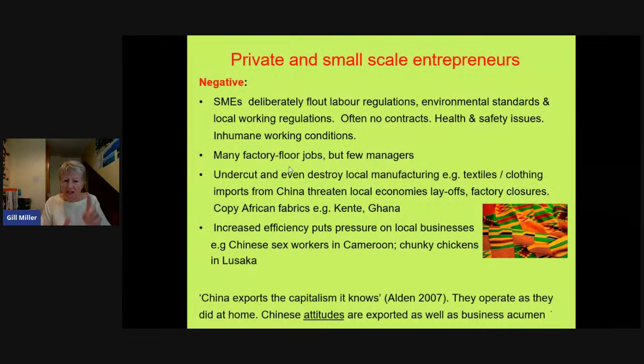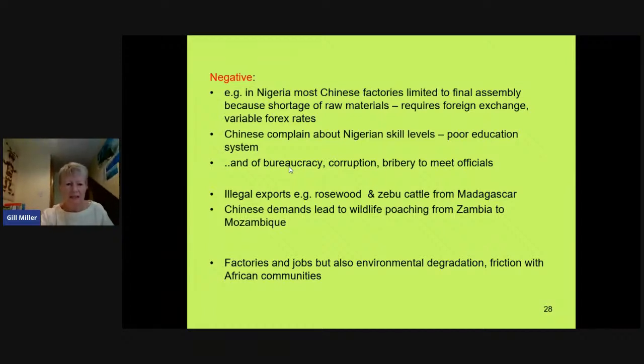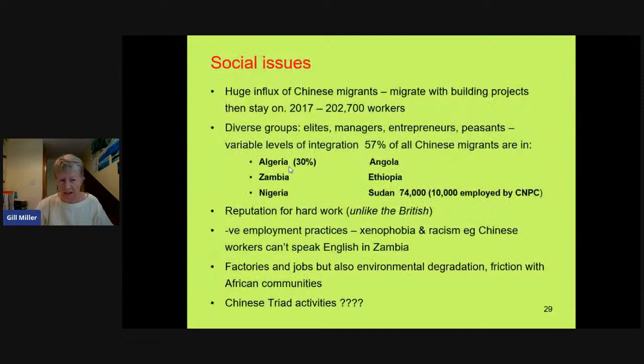But at the end, China exports the capitalism it knows, and that comes with attitudes as well. There are some negative things. Limited to final assembly, not actually production. Skill levels are not always what the Chinese demand. Bureaucracy is another issue. Illegal exports are an issue you can see there, poaching and so on. And there's also the issue of environmental degradation. There are social issues with Chinese migrants integrating into African societies.